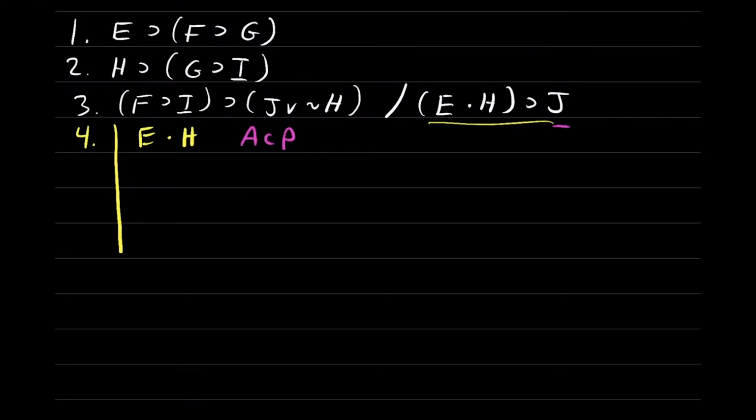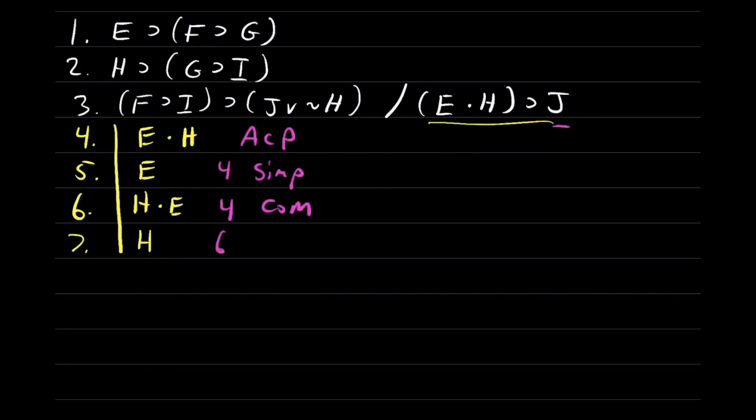Okay, what I see is that each of those two terms, E and H, correspond to the antecedents of the conditionals on lines 1 and 2. So I'm going to simplify E and H out. I can get E right off the bat, line 4 by simplification. But to get H, I have to do commutativity first: H and E, line 4 by commutativity. Now I can get H on its own line, line 6 by simplification.